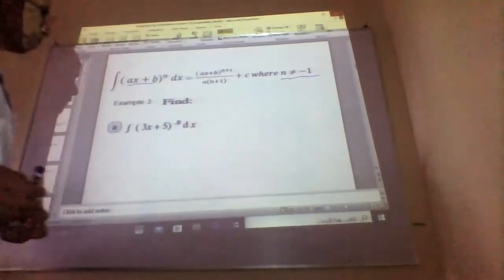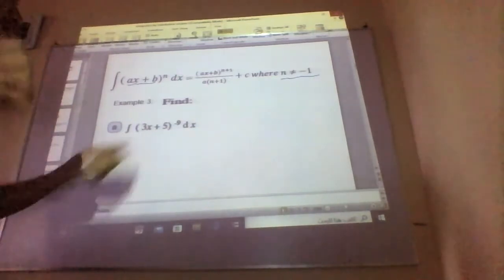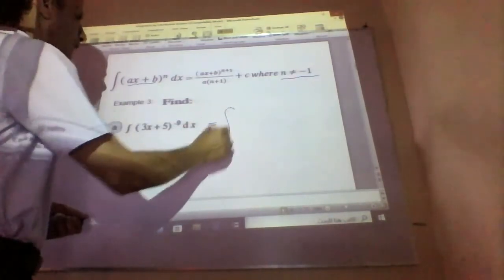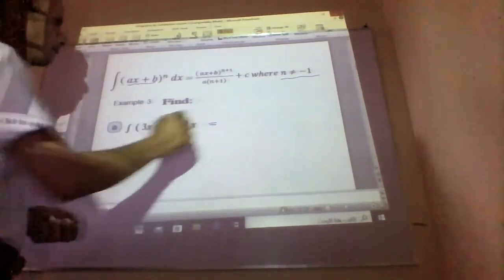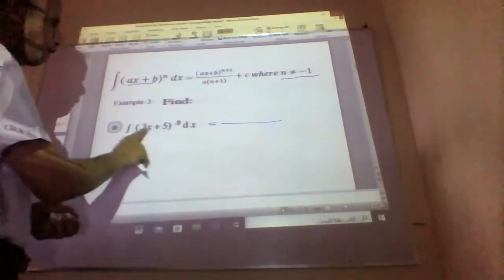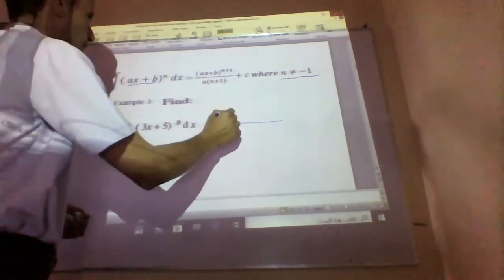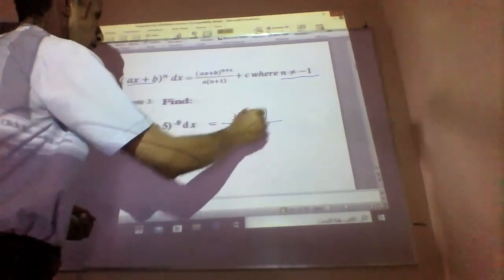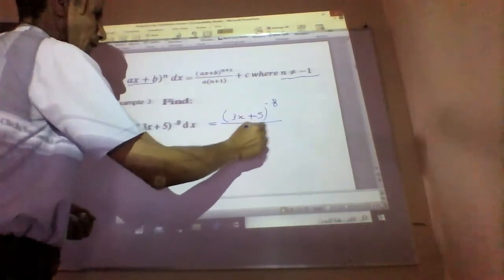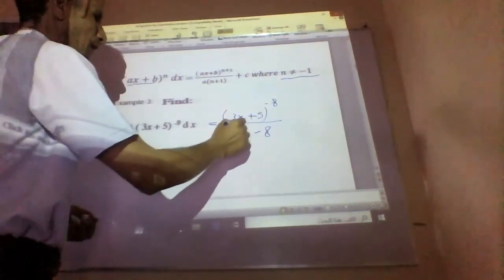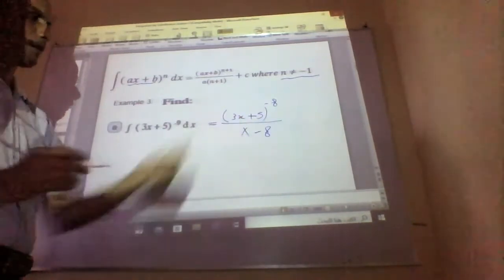Now, we want to integrate (3x plus 5) whole power negative 9 dx. It is in the form, so we can write this integration directly. In the form (ax plus b) whole power n, n equal negative 9. So it will be (3x plus 5) whole power negative 9 plus 1, negative 8, divided by negative 8, multiplied by the coefficient of x, which is 3.